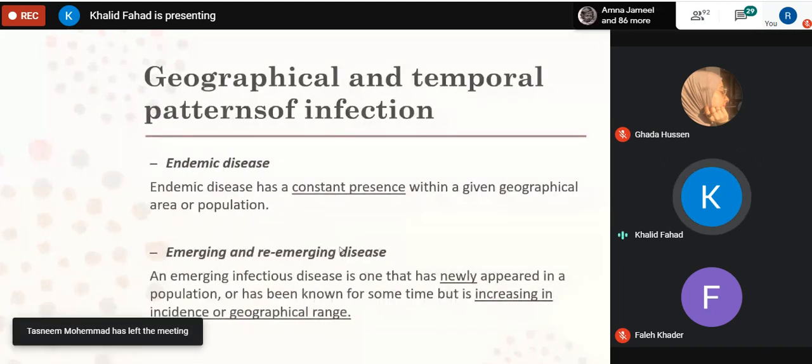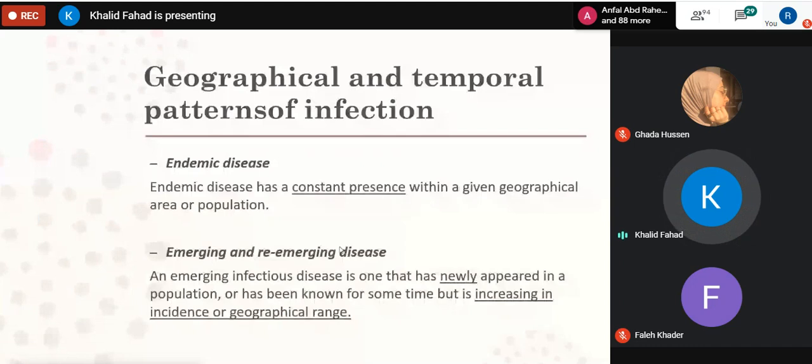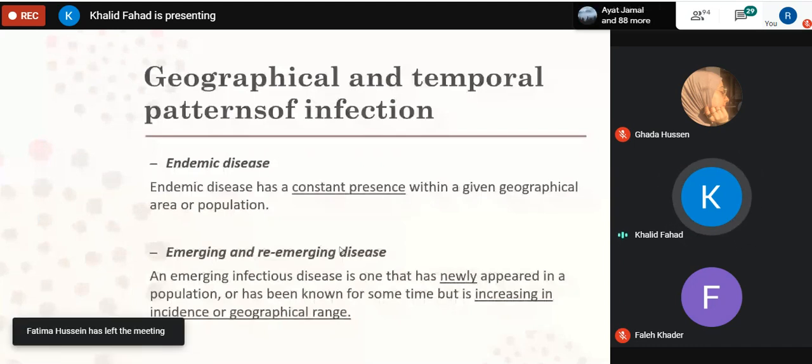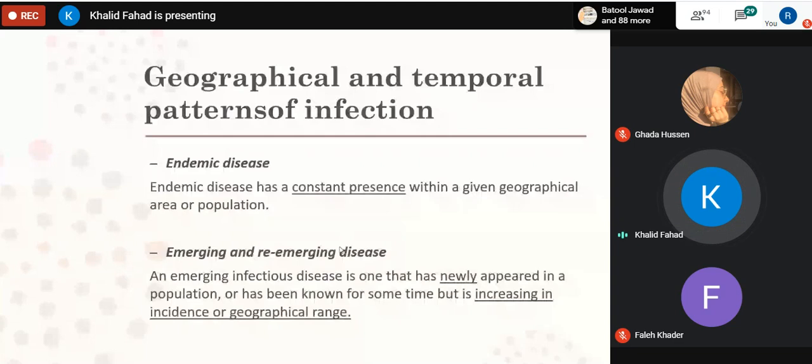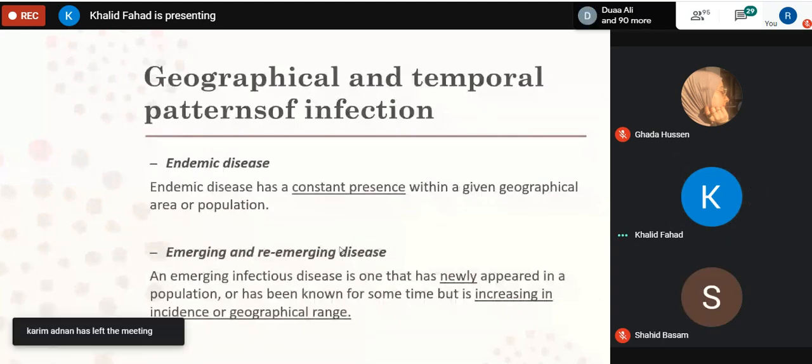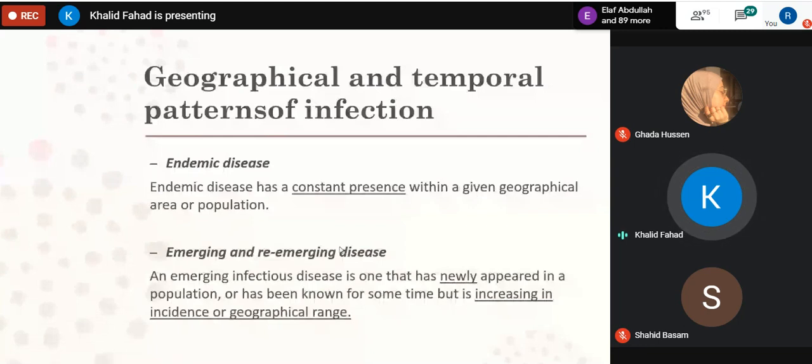These are terms with respect to geographical and temporal patterns of infection. Endemic disease: what do we mean by endemic disease? Endemic disease has a constant presence within a given geographical area or population. For example, typhoid fever, which is called enteric fever, is endemic in Iraq and has a constant presence in Iraq. So this is an endemic disease. And there are many examples of endemic disease in Iraq, for example, Mycobacterium tuberculosis and brucellosis.